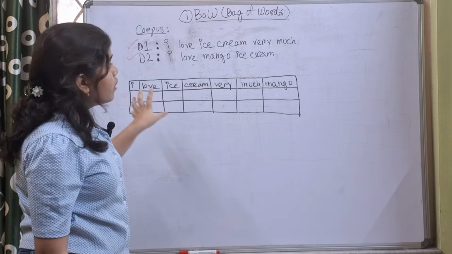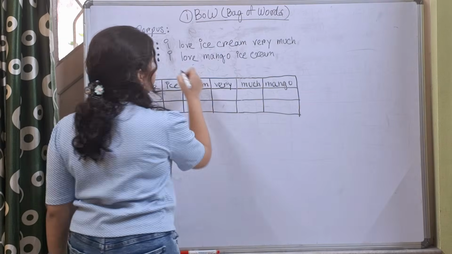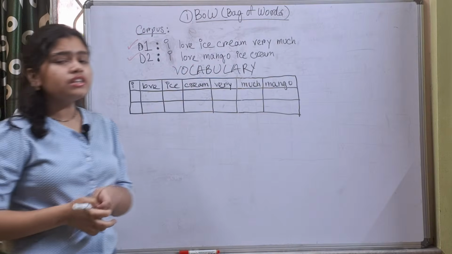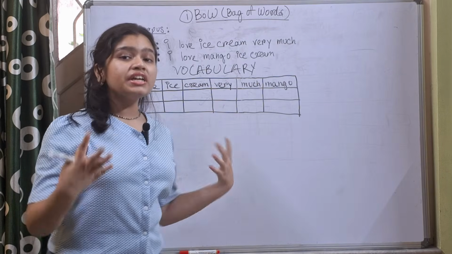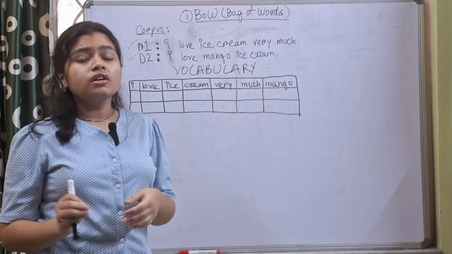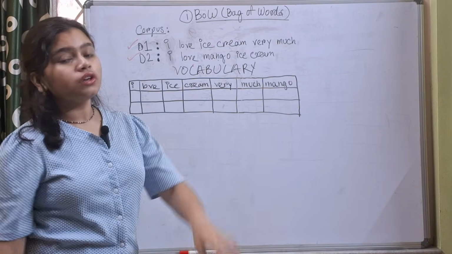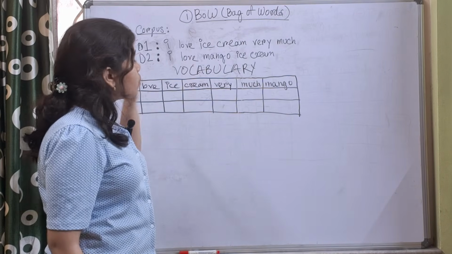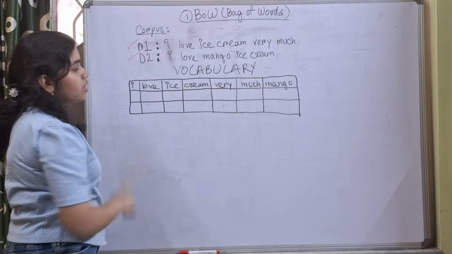Now we have to do something that is called building vocabulary. What is vocabulary? It means you have to find all the unique words from this corpus. All the unique words means there should not be any duplicates. Okay, there should not be any duplicate words. That is going to be our vocabulary. So I have listed my vocabulary in this table.